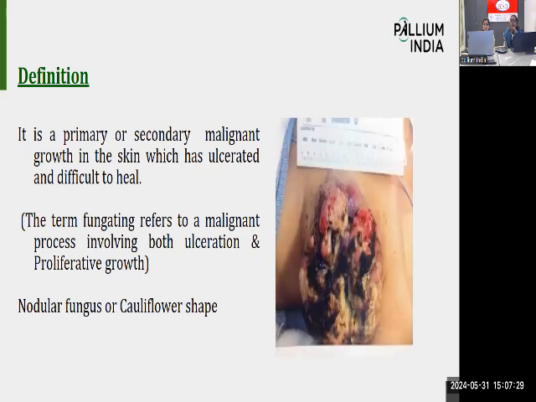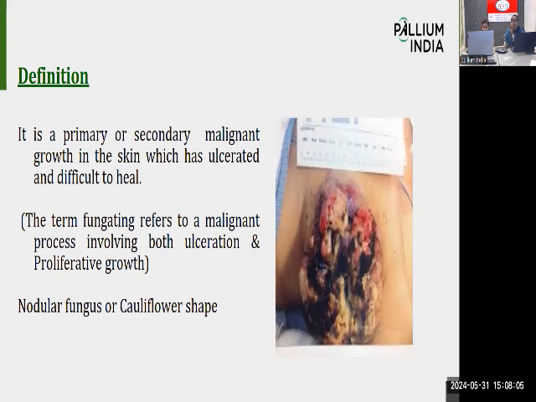It looks like a cauliflower in shape. The term fungating refers to a malignant process involving both ulceration and proliferative growth. So day by day the proliferative growth will be there, and also the ulceration. There are a lot of signs and symptoms, and it looks like a nodular fungus shape. That is why we call this kind of wound a fungating wound, not because of fungal infection. It looks like a nodular fungus shape or cauliflower in shape.